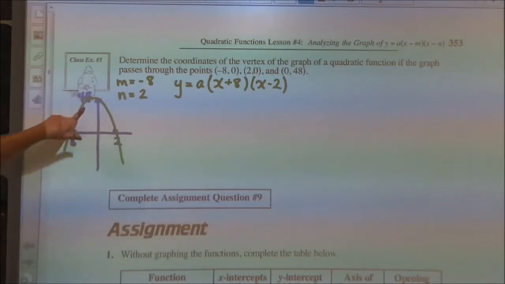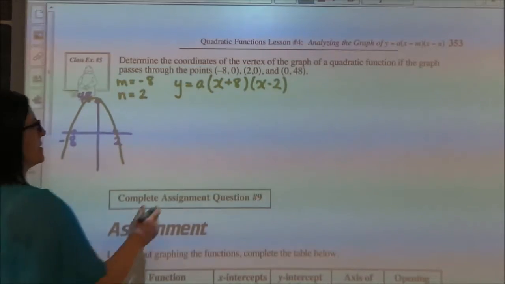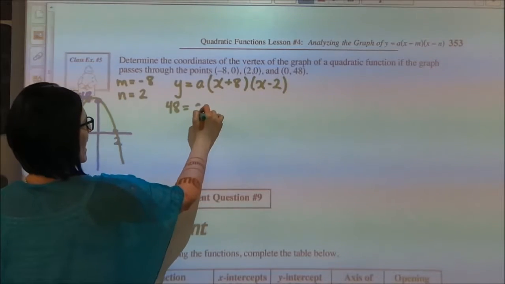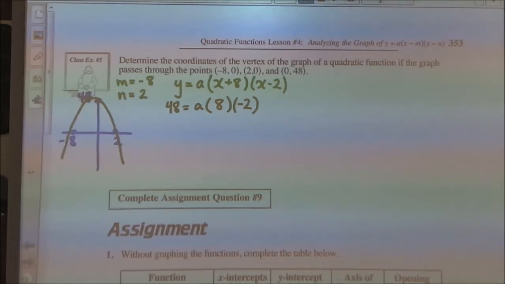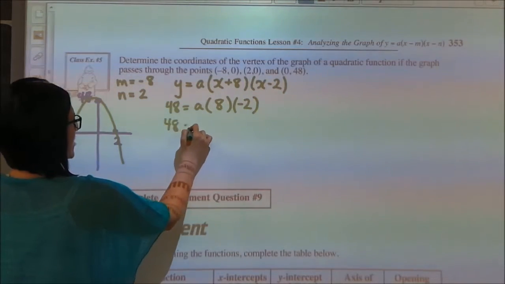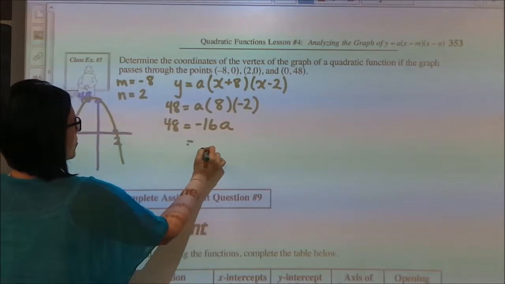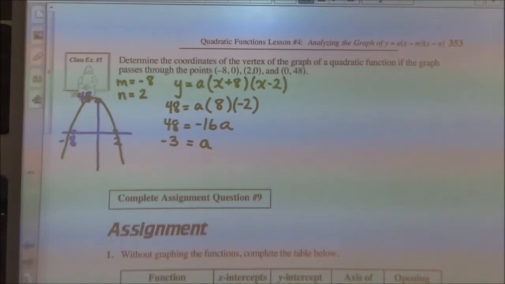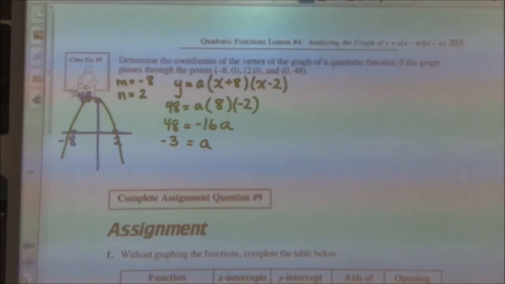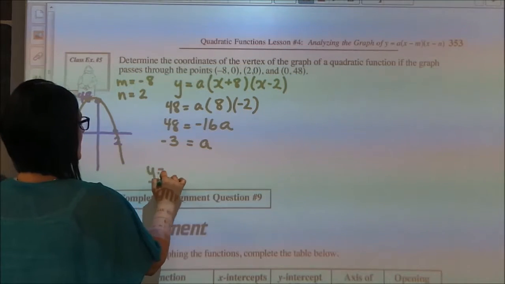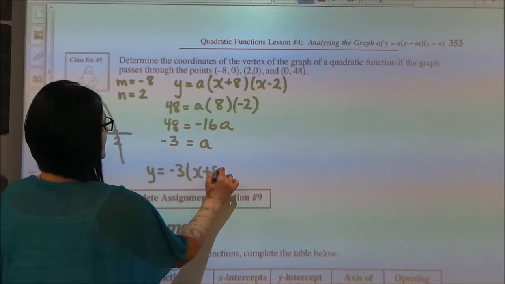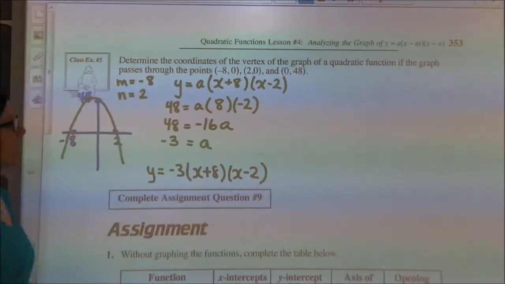To find that a value, I use this point, this (0, 48). So y equals 48 when x equals 0. So I have 48 equals negative 16a. So a equals negative 3. Okay, so that gives me the equation: negative 3 times (x plus 8) times (x minus 2). At this point, I could then graph this and then find the vertex using my maximum.